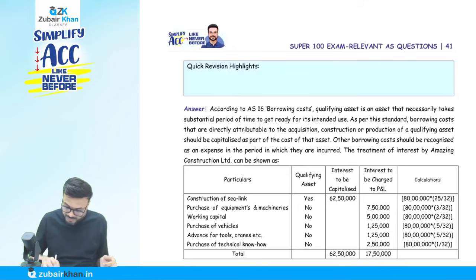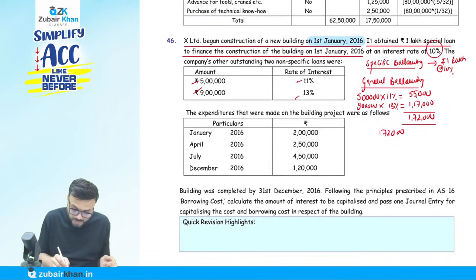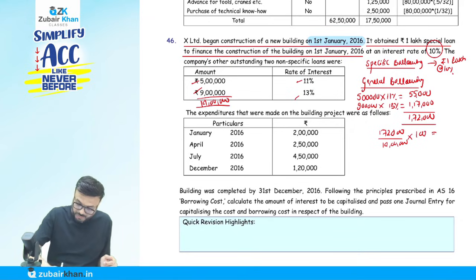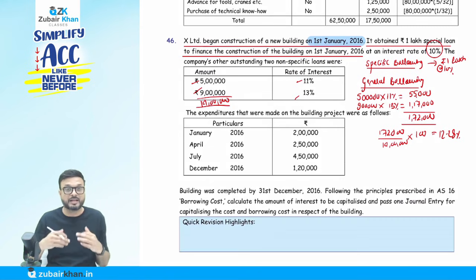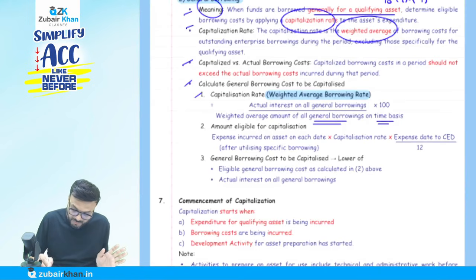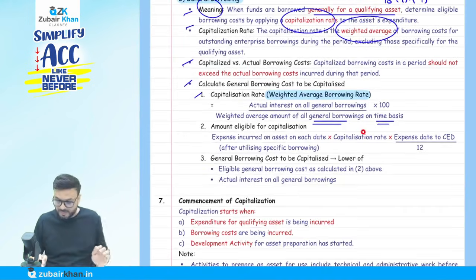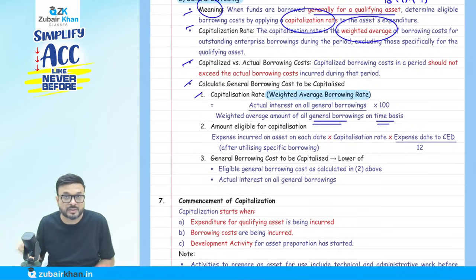This is the total amount of interest that we have, divided by the total amount of loan. How much is the total amount of loan? 5 plus 9, that is 14 lakhs. So divided by 14 lakhs, multiply by 100. Okay. So here 1 lakh 72,000 divided by 14 lakhs multiply by 100, that is coming to 12.28%. This is the capitalization weighted average rate. Okay. So we have calculated the weighted average rate in our example, which is given as 12 point something.